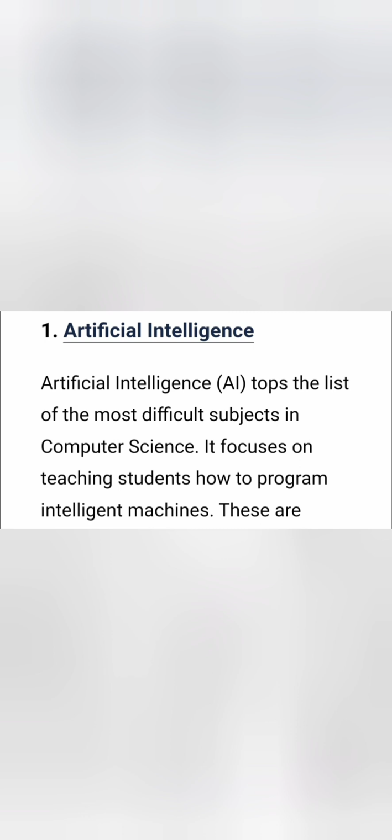Artificial intelligence, AI, is one of the most difficult topics in the computer science branch, right? It focuses on teaching students how to program intelligent machines. So basically you have to create intelligent machines, and how they will work smartly. After being programmed, these machines will think and act like real human beings, right? So these intelligent machines developed by you should be able to learn, reason, perceive and accept changes depending on the situation.